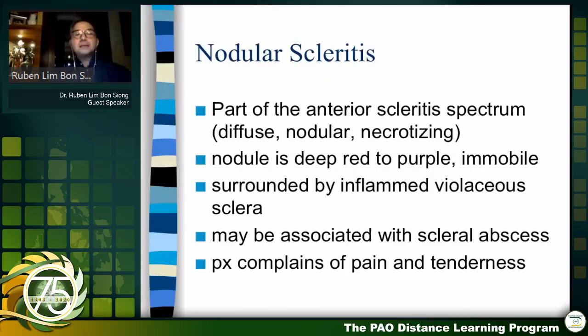Okay, and lastly will be your nodular scleritis. Okay, it's part of the anterior scleral spectrum. You have diffuse, nodular, necrotizing. You see a deep red to purple immobile nodule. Okay, it's deep violaceous. It's violaceous in color. Then it's surrounded by inflamed sclera, violaceous sclera. Because the problem is really on the sclera itself, not on the conjunctiva. So it may be associated with scleral abscess. And there is pain and tenderness at that area.